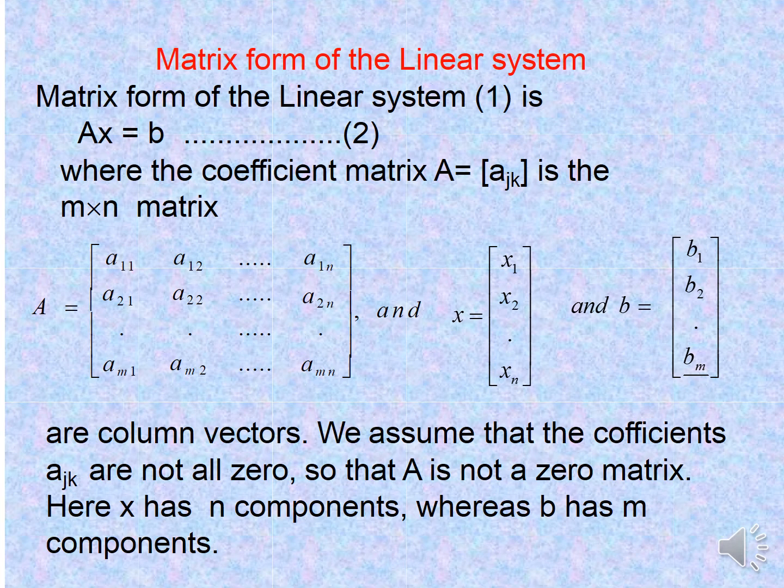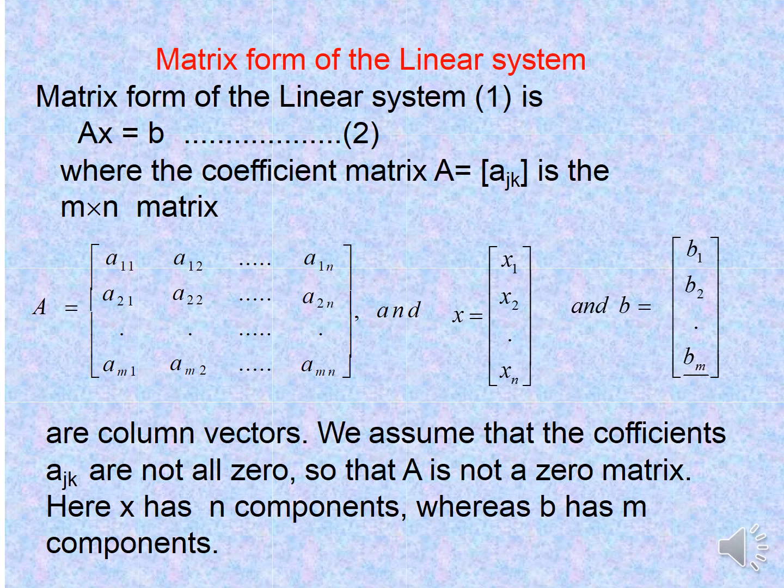In matrix form we can write the system of linear equations as Ax = b, where A is the coefficient matrix, which can be written as Ajk and is shown here, and x is the unknown column vector x1, x2, xn, and b is the right hand side, b1, b2, bm, the elements on the right hand side.